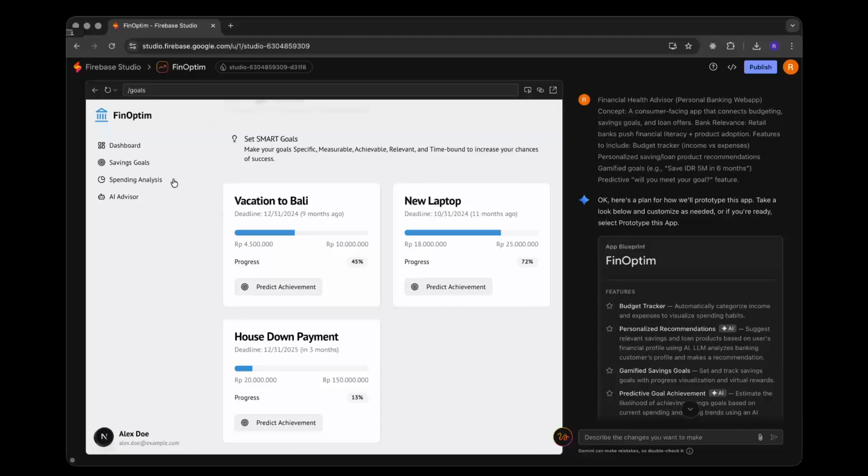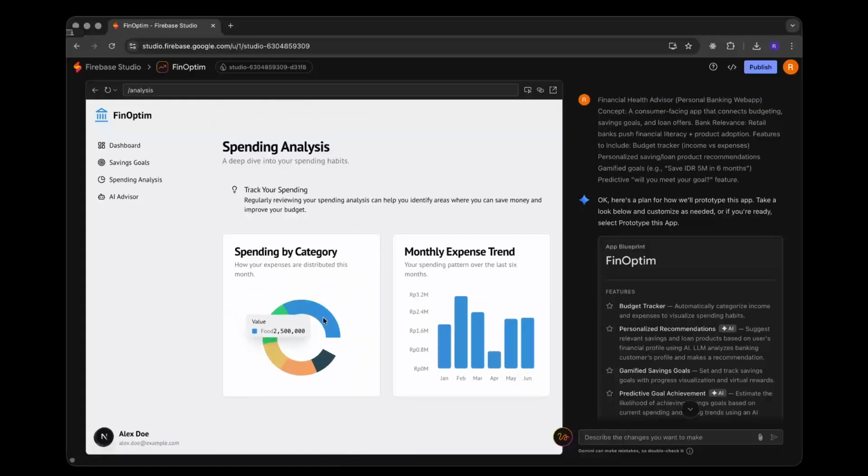This section of the spending analysis also shows a graph of where their money is being allocated. Again, another nice visual representation to help the user picture their finances better.